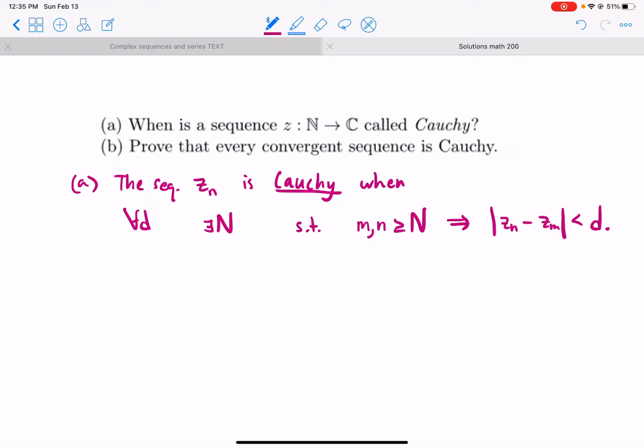Okay, let's fill this in. For any desired amount of closeness, little d, there exists a cutoff index such that for any pair of indices past that point, the corresponding sequence elements are within d of each other. In other words, you zoom in and eventually, past N, all the sequence elements are very, very close to each other. That is Cauchy, okay?